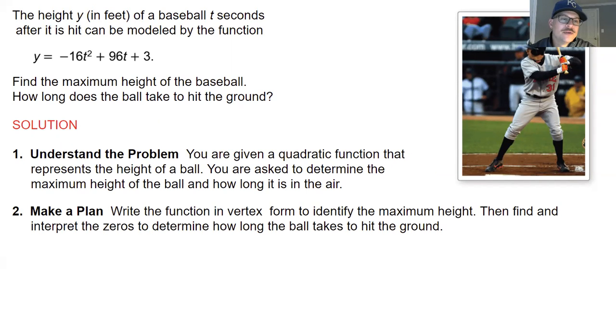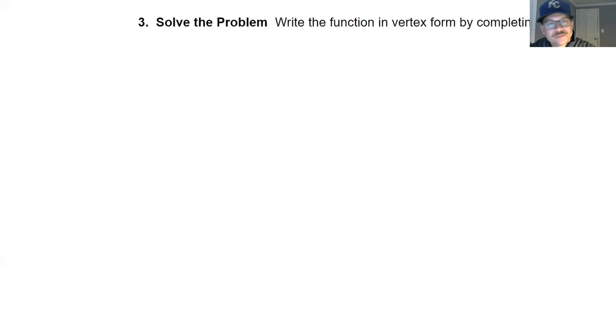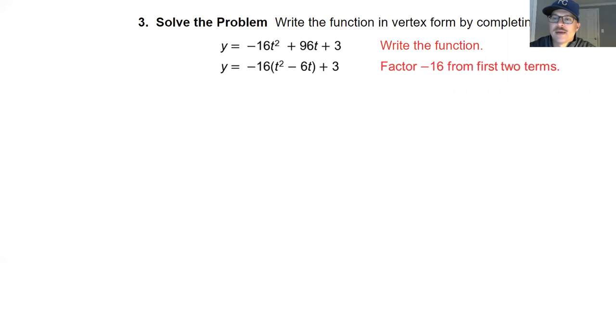The first thing we can do to make it easy is to write this function in vertex form, identify the vertex, and the y-coordinate is the maximum height. And then when you get your solutions, whatever the non-zero one is, is how long the ball takes to hit the ground. So let's first write it in vertex form by completing the square. There is an a in front of our t squared, so we need to get rid of that first by dividing everything by -16. You can pull that out of your equation, since 96 divides evenly by 16. 96 divided by 16 is 6.